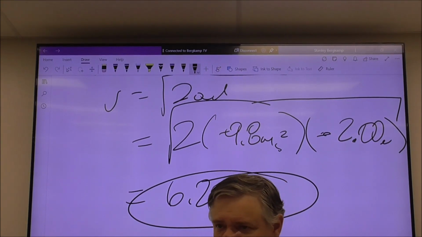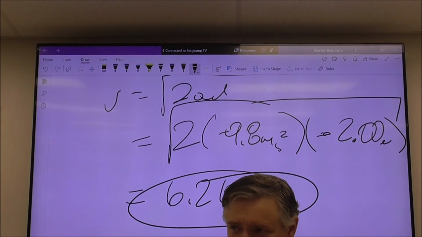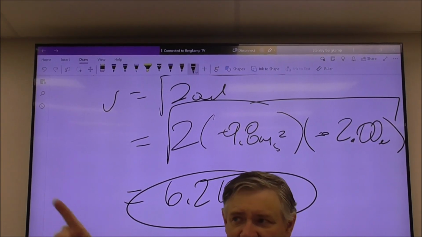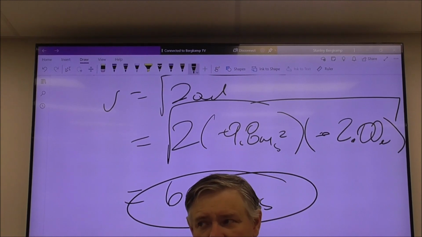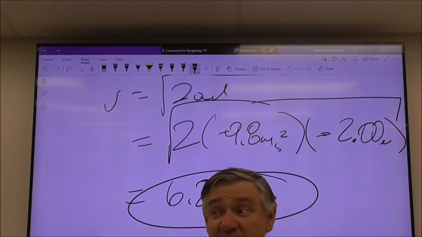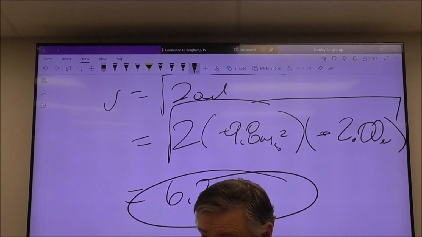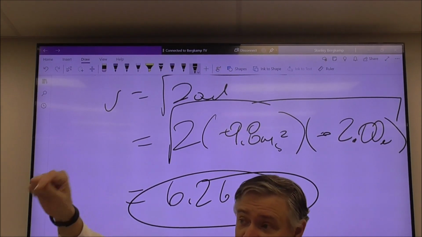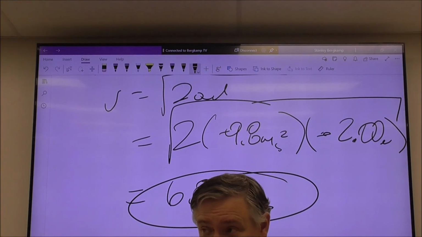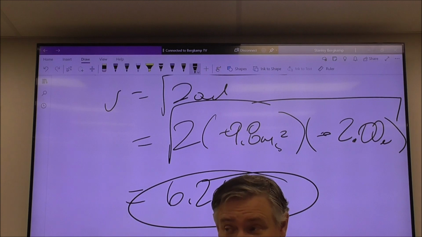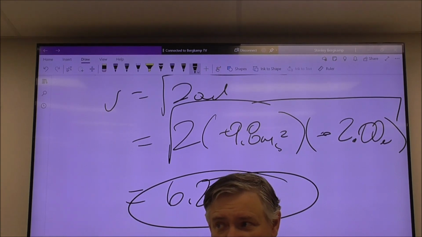Think about this. Let me rephrase what you said. I want to change your perspective a little bit. What's my acceleration? No. What's my acceleration? Negative 9.8 meters per second per second, right? So if the ball fell for 1 second, how fast would it be going? If the ball fell for exactly 1 second, how fast would it be going when it hits the ground?